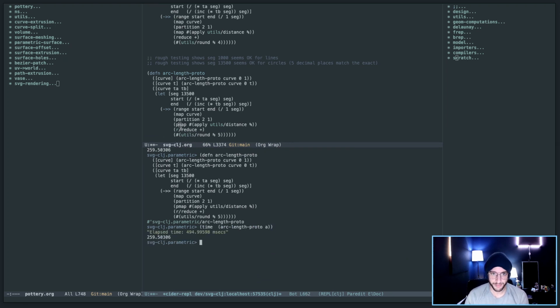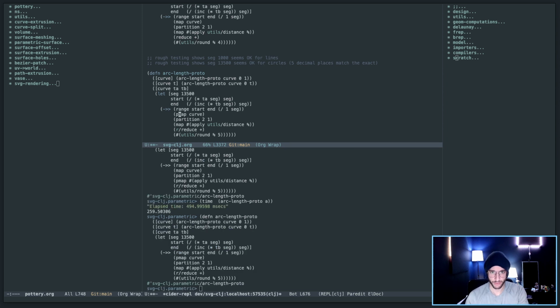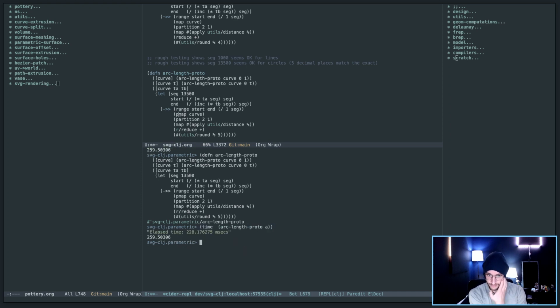So I made pmap, which is parallel map. You know, we might actually not get any improvements here. I wonder though, pmap curve might be where we get it. Okay, so that actually did. Interesting. Okay. That is something useful.